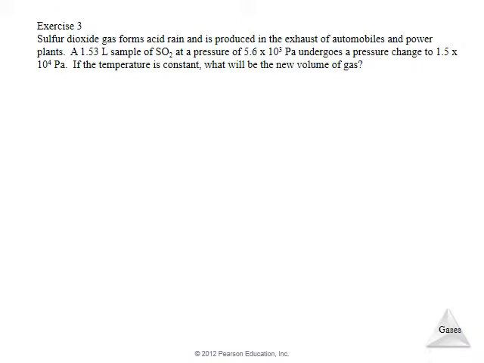All right, let's look at some examples of empirical gas law problems and what you're likely to see in your homework. Okay, this first exercise says the sulfur dioxide gas forms acid rain and is produced in the exhaust of automobiles and power plants. A 1.53 liter sample of SO2 at a pressure of 5.6 times 10 to the 3rd pascals undergoes a pressure change to 1.5 times 10 to the 4th pascals. If the temperature is constant, what will be the new volume of gas?